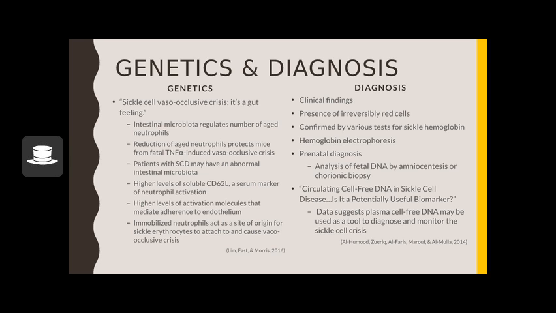Plasma cell-free DNA level was significantly elevated in samples from patients with acute vaso-occlusive crisis when compared with those in steady state, and was significantly higher in both in crisis and in steady state when compared with individuals with sickle cell trait and healthy controls. The data suggests that plasma cell-free DNA may be used as a tool to diagnose and monitor the sickle cell crisis and differentiate post-packed red cell transfusion sickle cell disease patients from individuals with sickle cell trait.